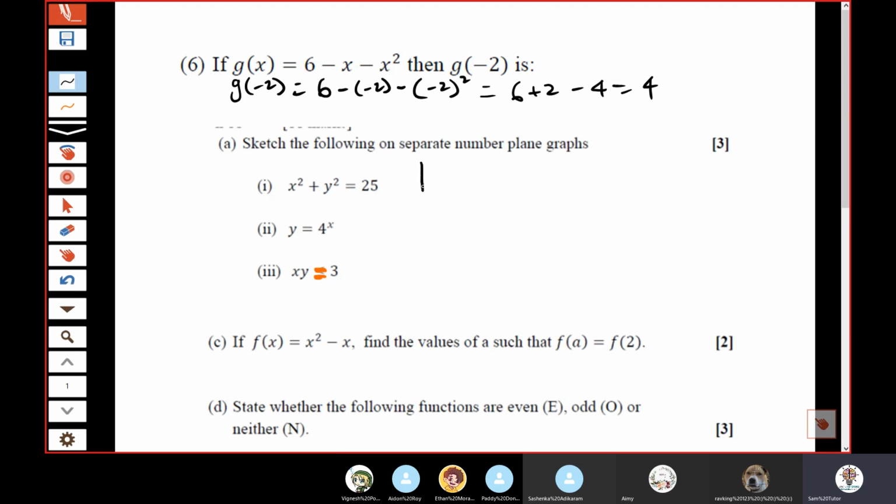Sketch the following. I think you got this one right. First one is a circle. Radius is 5. You have to draw that. If you don't write the radius is 5, I can't give you full marks for it.